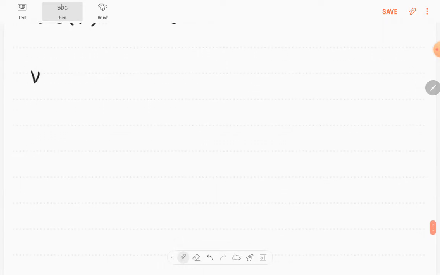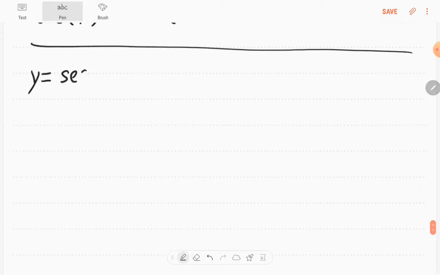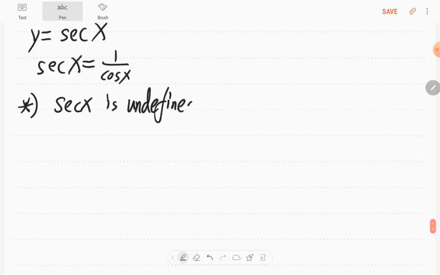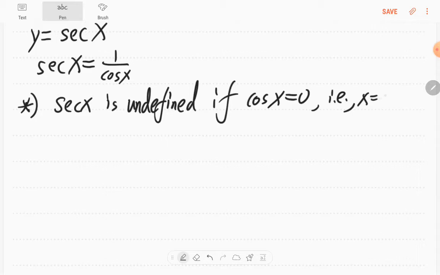Then we have y equals secant x. So we know that secant x is equal to 1 over cosine, right? One thing we should be careful about is that secant x is undefined if cosine equals 0. Cosine x equals 0, we know, is when x equals pi over 2 plus n pi, where n equals 0, plus or minus 1, plus or minus 2, and so on.